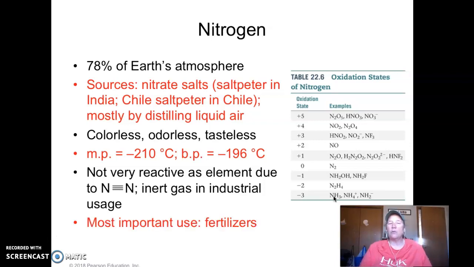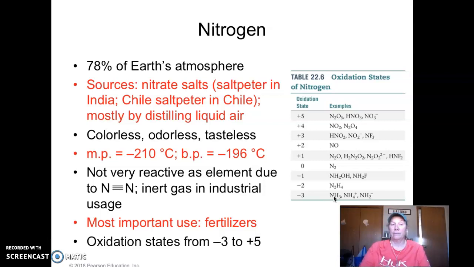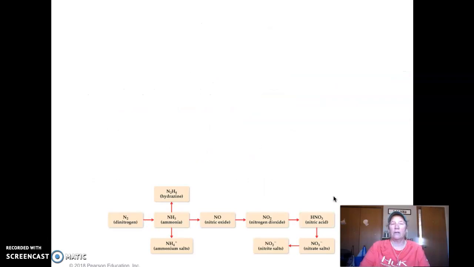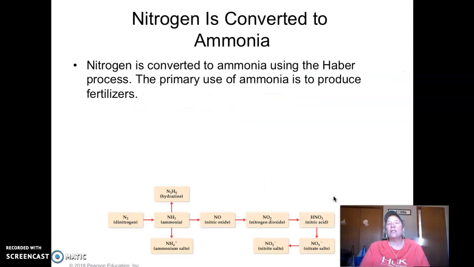Okay, and again, the most important use of nitrogen is in fertilizers. It would be great if we could take the nitrogen from air and use it, but we have to do things to it because it's very, very, very stable. Usually nitrogen's -3, but it can also be +5 depending on what it's combined with. Okay, so nitrogen is converted to ammonia.